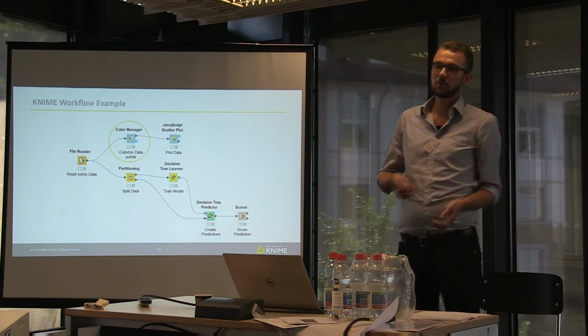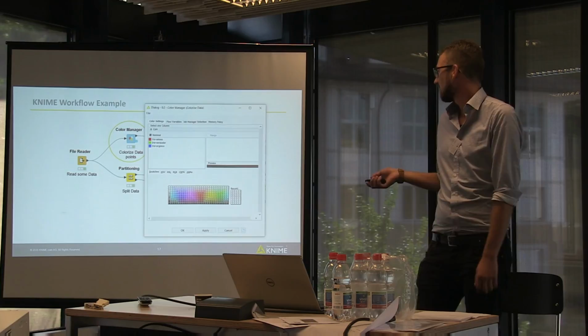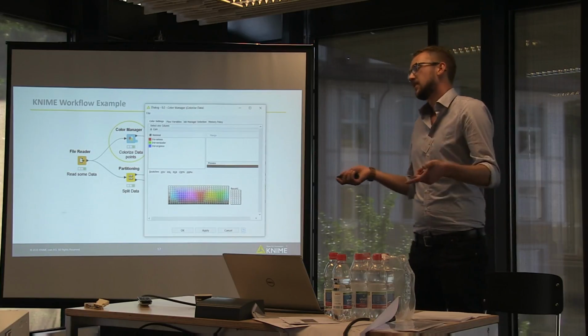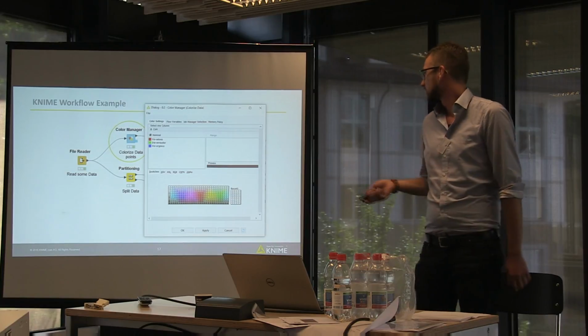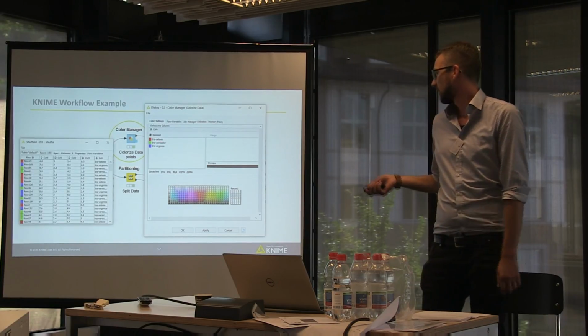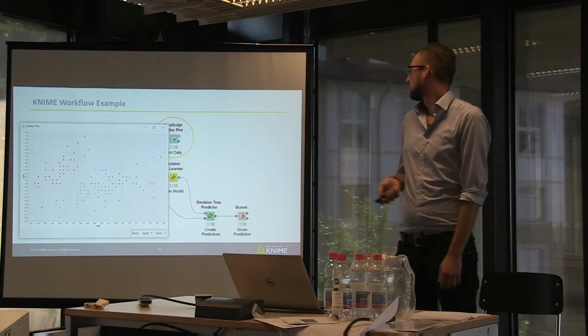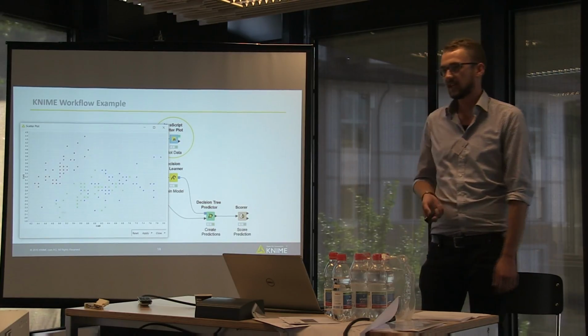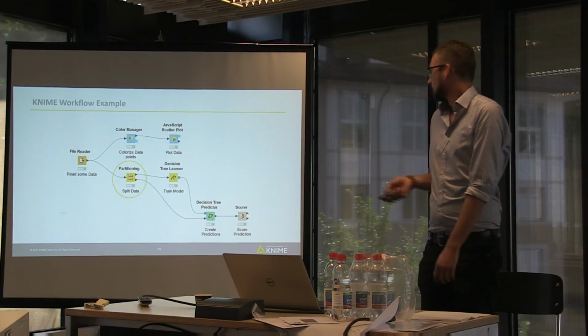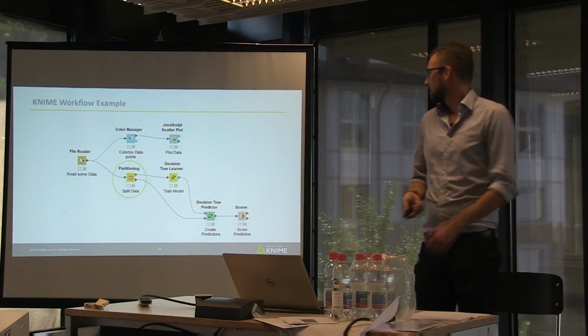Then for example we may want to visualize it. We can use a color manager, so we can assign a color to each of these rows corresponding to the class, which looks like this. And then we can maybe connect it to a scatter plot and open the view and plot the data in a normal scatter plot. Then we may want to do some analysis.